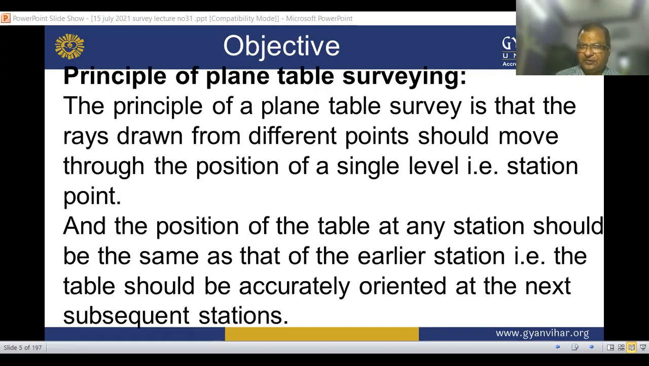So, the principle of plane table survey. The principle is that the rays drawn from the different points should pass through the position of a single station point, and the position of the table at each station should be the same as at the earlier station, that is, the table should be accurately oriented at the next subsequent station.